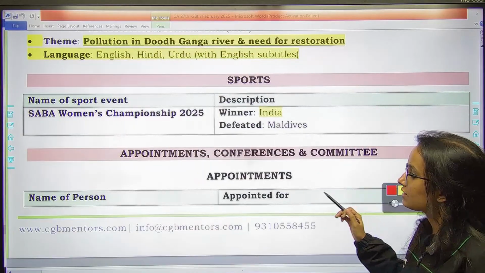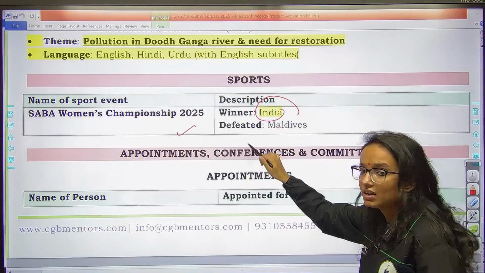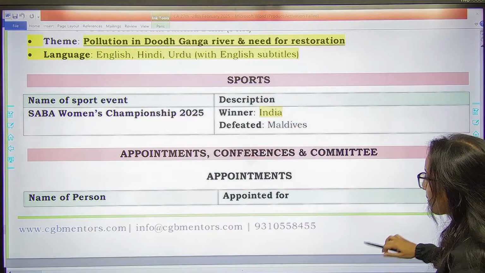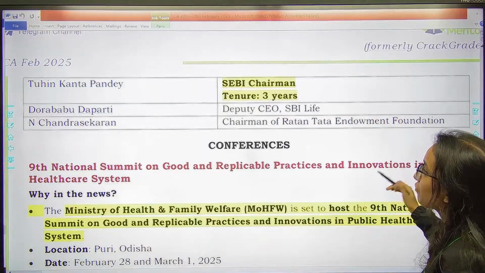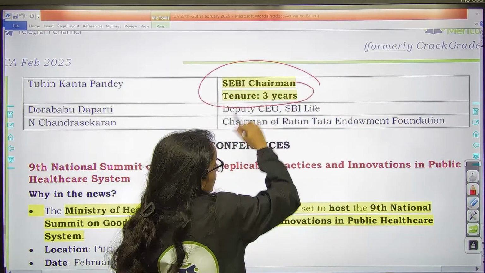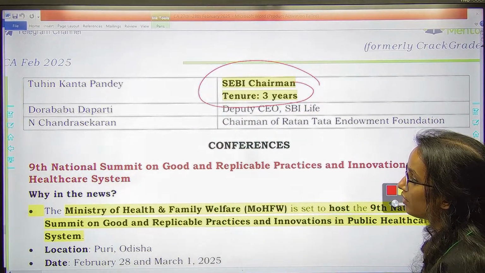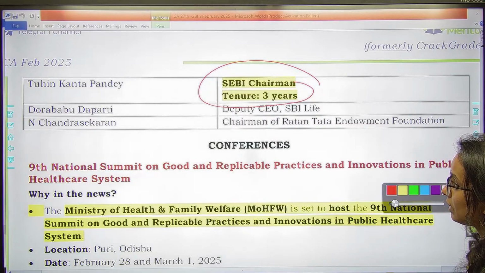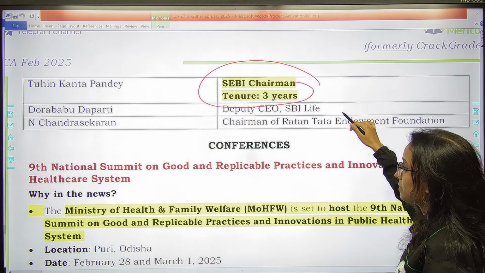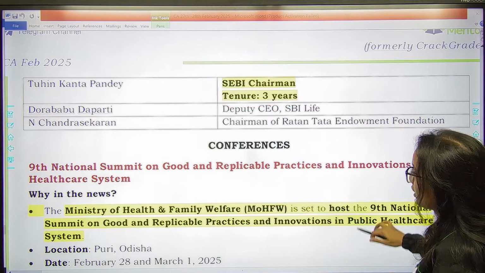Then you have the Sabah Women's Championship 2025, which has been won by India, defeating Maldives. In Appointments, you have Tuhin Kanta Pandey, very very important, appointed as SEBI chairman for 3 years. Remember. Then you have Dora Babu Daparti, deputy CEO of SBI Life, and N. Chandrasekaran, chairman of Ratan Tata Endowment Foundation.